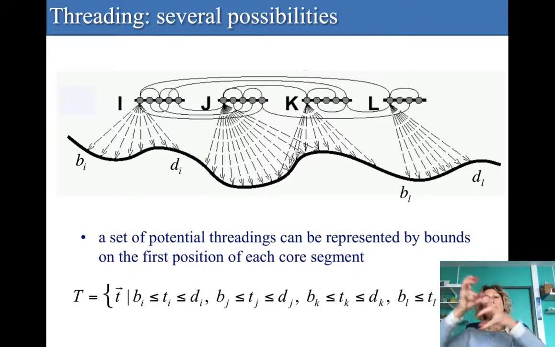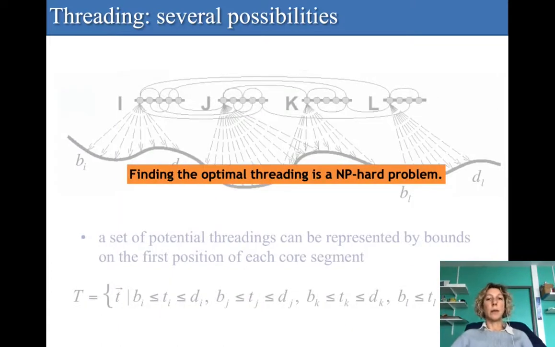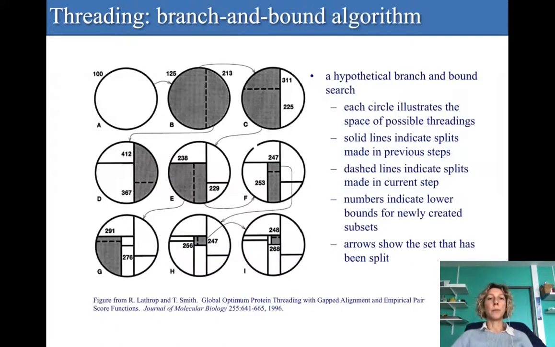Okay, so again, you're trying to assemble this. So the bounds are defined by the likeliness that you have, and also by the compatibilities that you have. So finding the optimal threading is an NP-hard problem. So how can you solve this? What type of algorithm can you use? You can use a branch and bound algorithm.